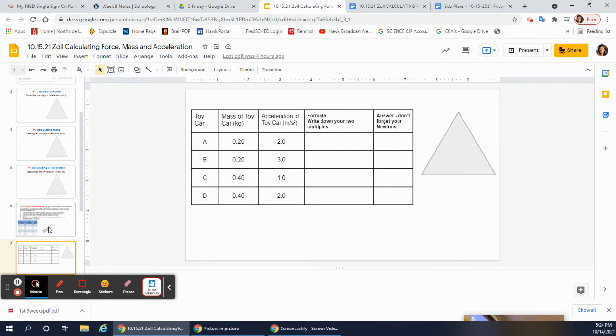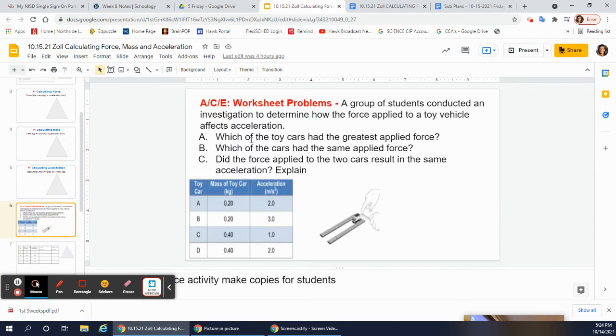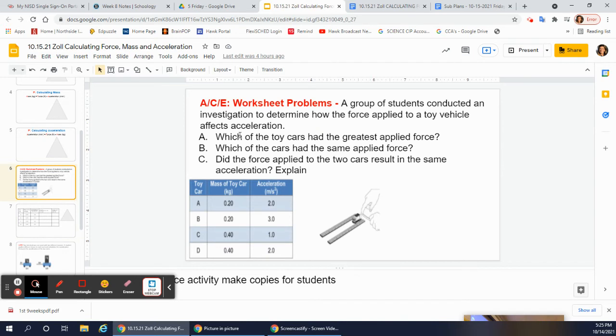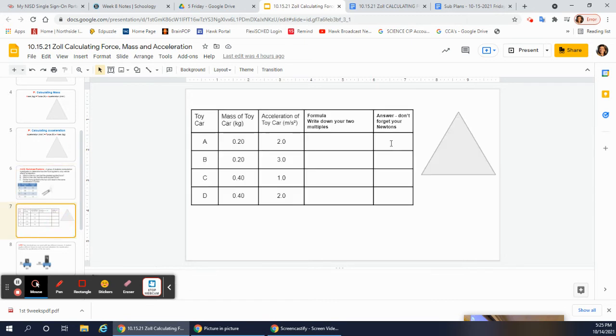I'm going to go back here and we're going to answer these questions. Which of the toy cars had the greatest applied force? So looking at your data table, what applied force had the highest number? So which toy car had the highest applied force? That's what you're going to answer for A. And then it's asking you which of the toy cars had the same applied force. So looking at your data table here, I want to know which ones had the same applied force.